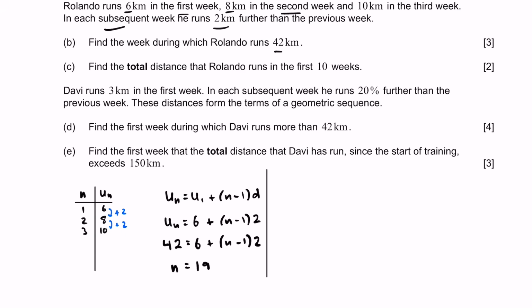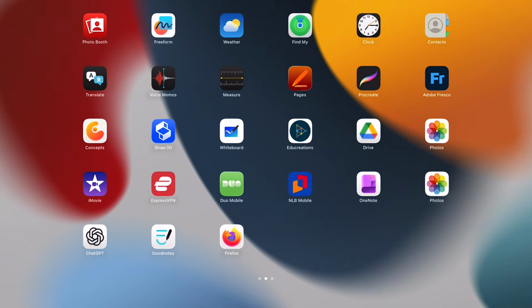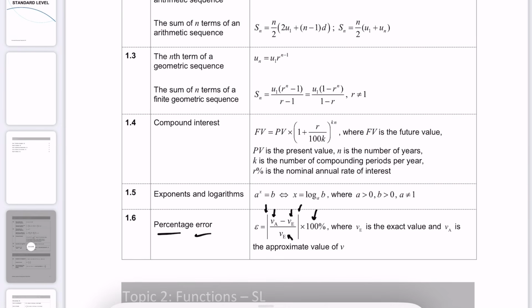Just going to draw a dividing line here. This was part B, this was part C. Let's go into the formula booklet and we'll find the sum of an arithmetic sequence. So here we are.